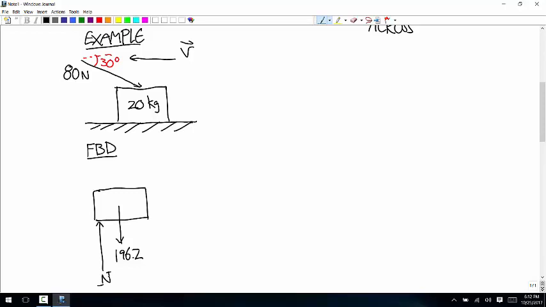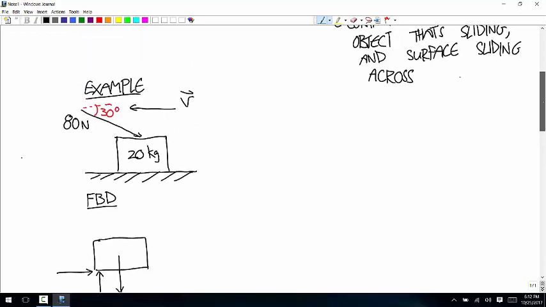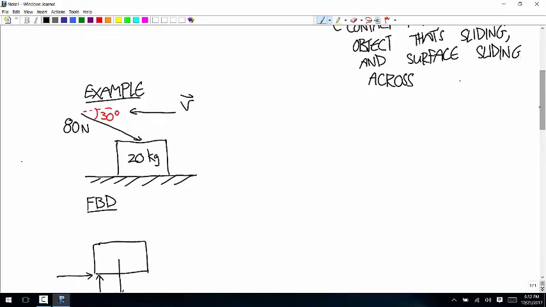Then there's a friction force from the ground. Which way does that go? Opposite of velocity, so I'll draw it over here like this. I didn't give you the coefficient, but let's say it's basically always going to be given. Let's say that the coefficient of kinetic friction is equal to 0.1.